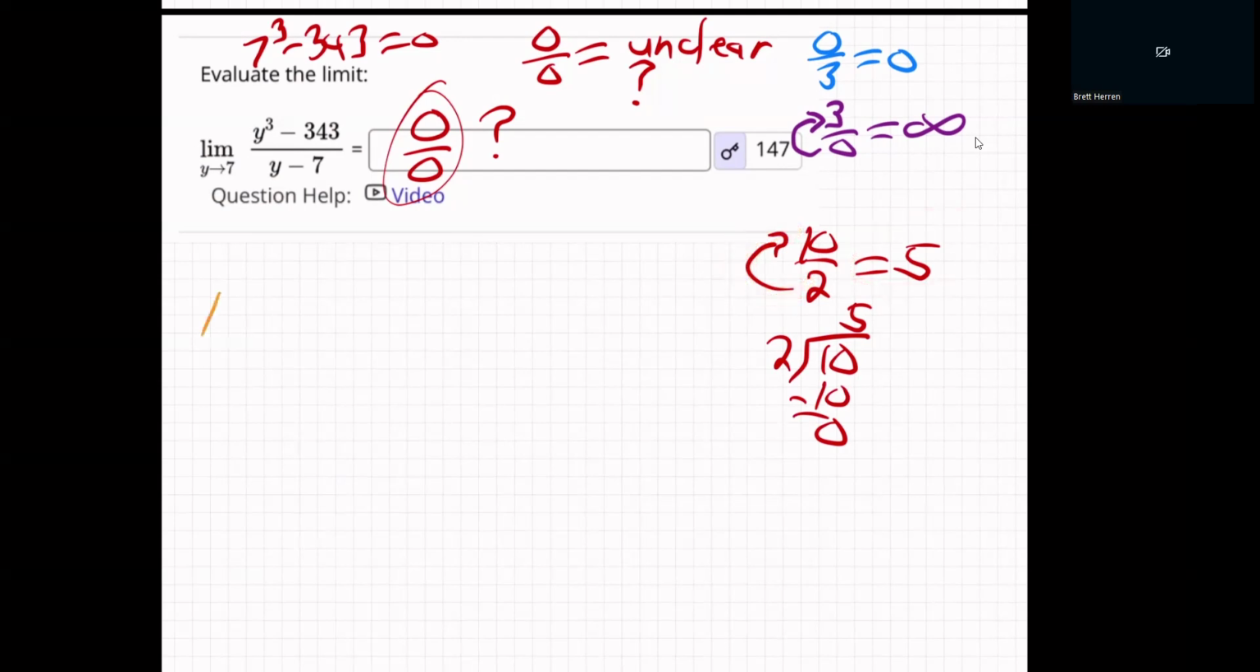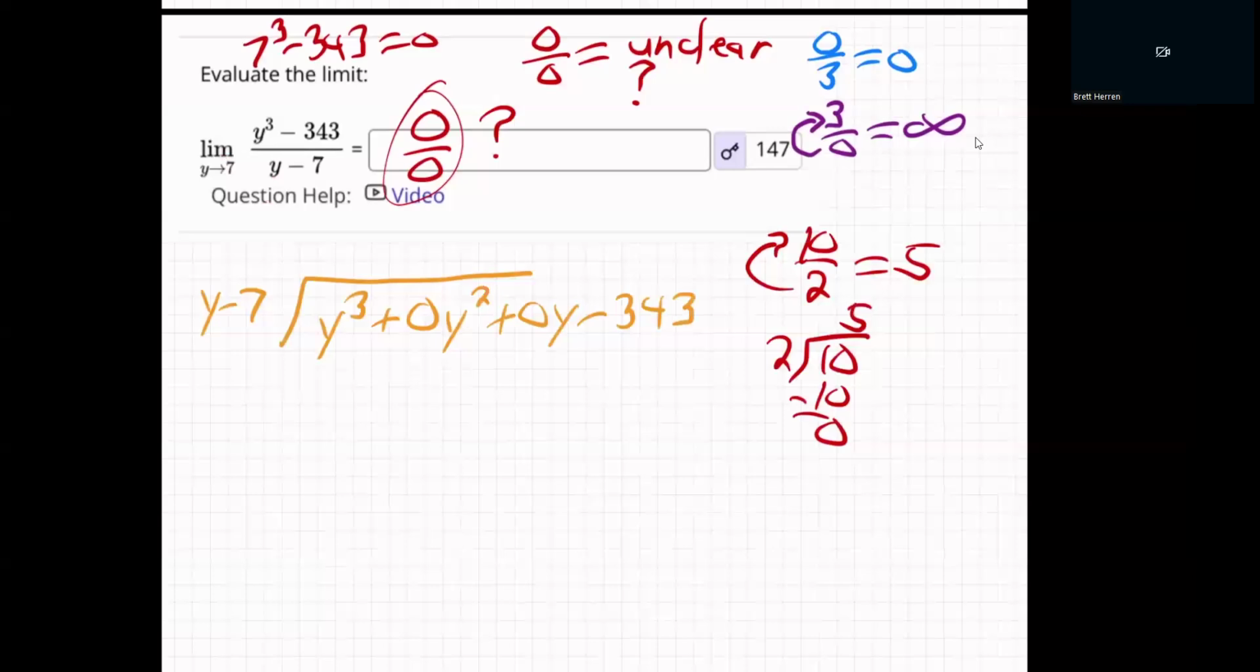Let's just go y minus 7, the bottom, into the top, y cubed. Now, I'm going to fill in the missing terms: there's no y squared, there's no y, and then there's the 343, you see. So you just do long division, just like you would do with a normal fraction, bottom into top, 2 into 10, 5 times, remainder 0. Okay. So now we've got to do this with polynomials, bottom into top. This is a little more difficult. I don't know if you've seen this before. Let's go through it. How do we do it?